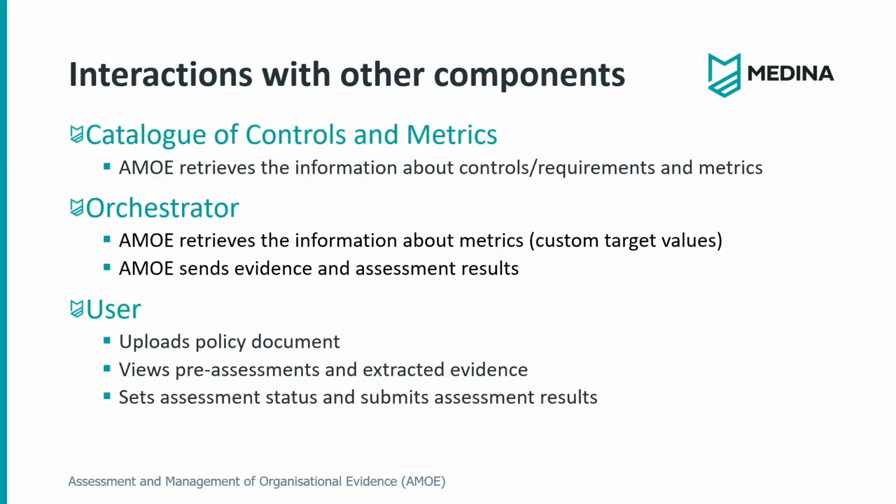Here you can see some more details on the data exchanged with the other components. AMOE retrieves metrics and requirements from the catalog. Custom target values are retrieved from the orchestrator, if available. Once the assessment process is finished, the results can be sent to the orchestrator. Some of the actions require user interaction, such as uploading documents, decision on and submission of assessment result.